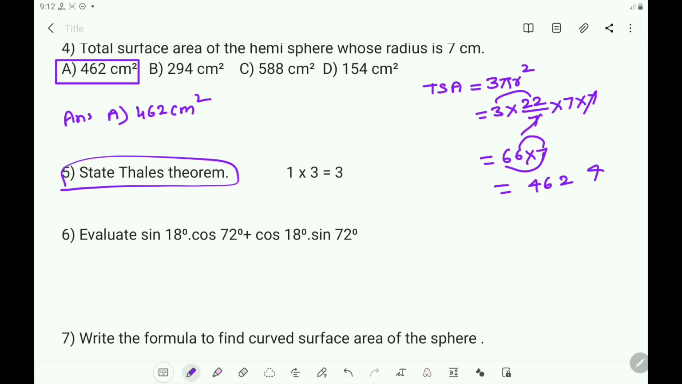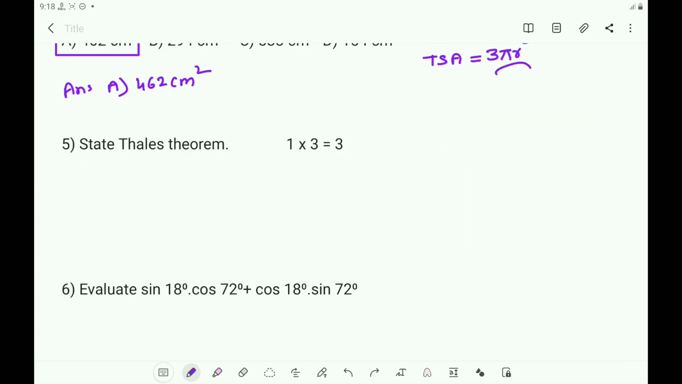State Thales theorem. That Thales theorem is also called basic proportionality theorem. So what is the statement of the Thales theorem or basic proportionality theorem? If a line is drawn parallel to one side of a triangle to intersect the other two sides in distinct points, then the other two sides are divided in the same ratio.